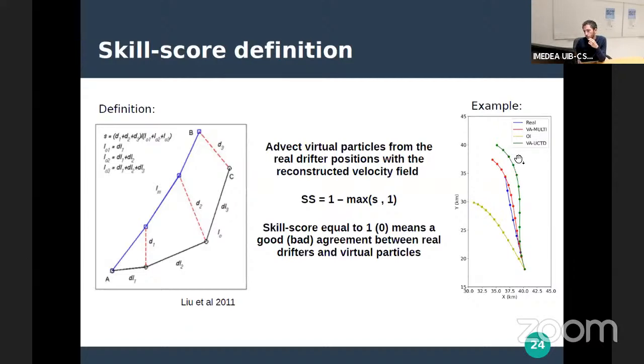And you actually have an example of the different methods compared with the real drifter. The real one is the blue one, and the best advection was actually obtained with the multivariate analysis.